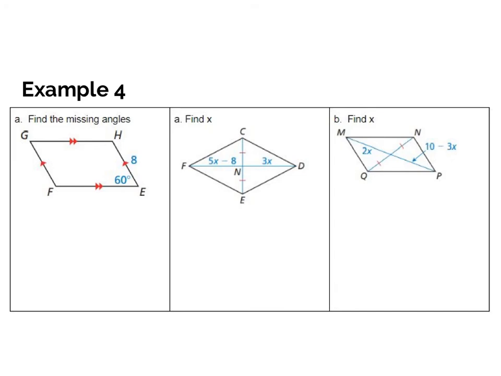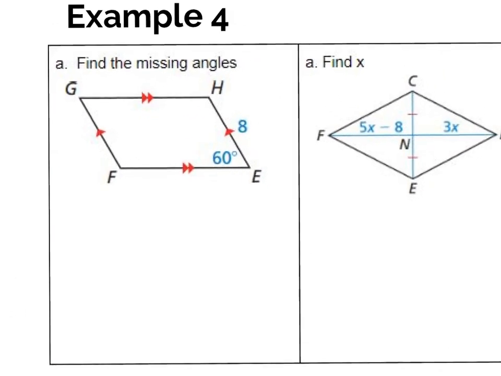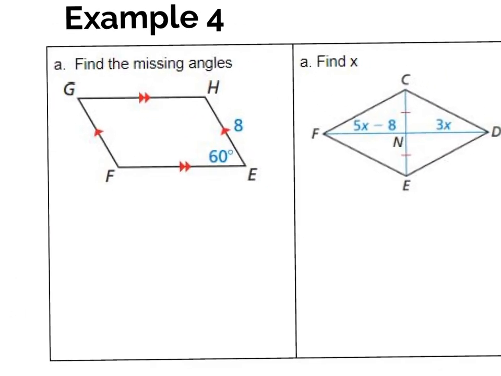So our goal is we're going to use these consecutive angles theorem and some of the other properties we talked about, like diagonals, to try and solve for unknowns. So this first diagram, my goal is to solve for the missing angles. So notice you are given one of the angles.